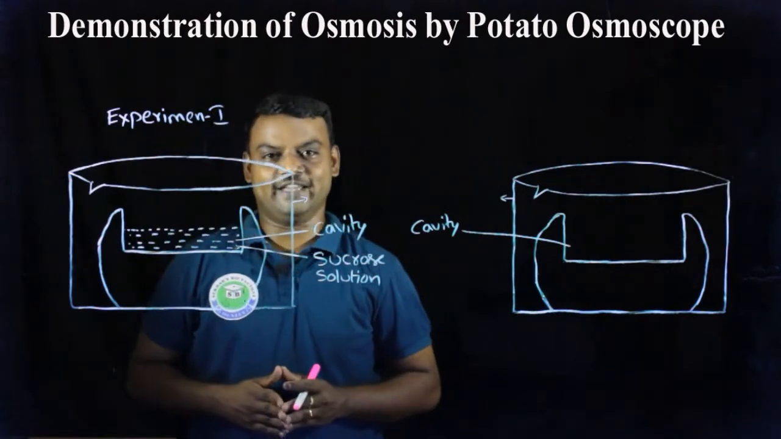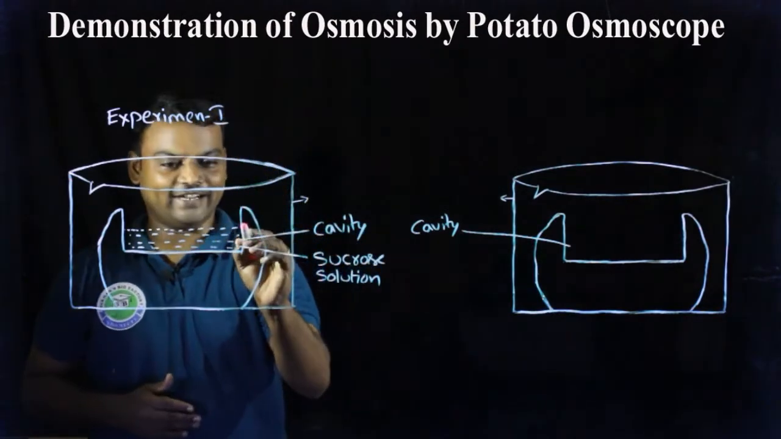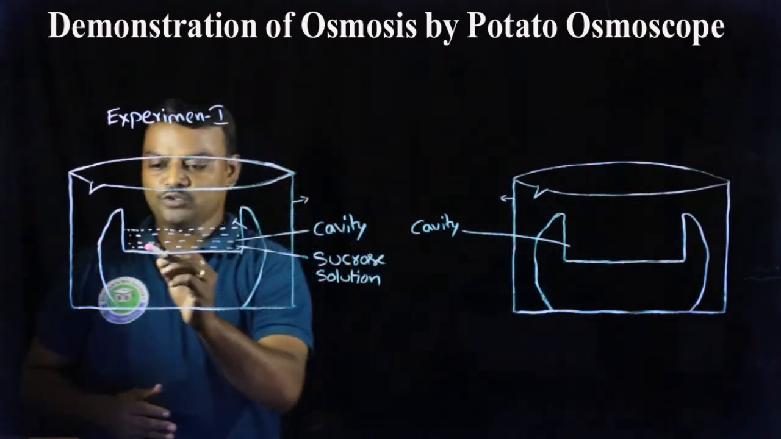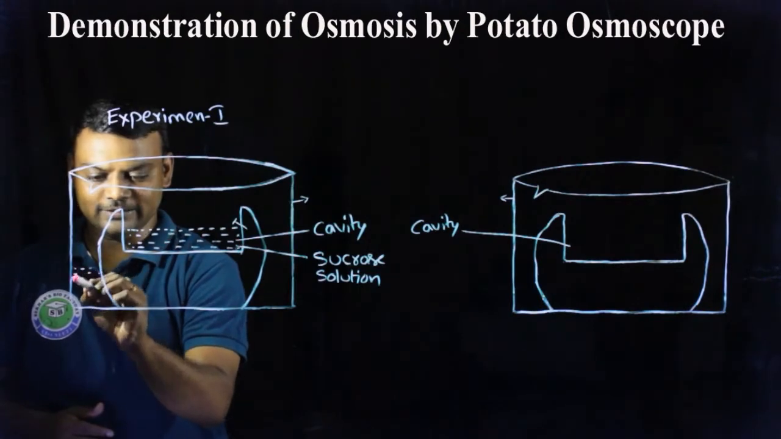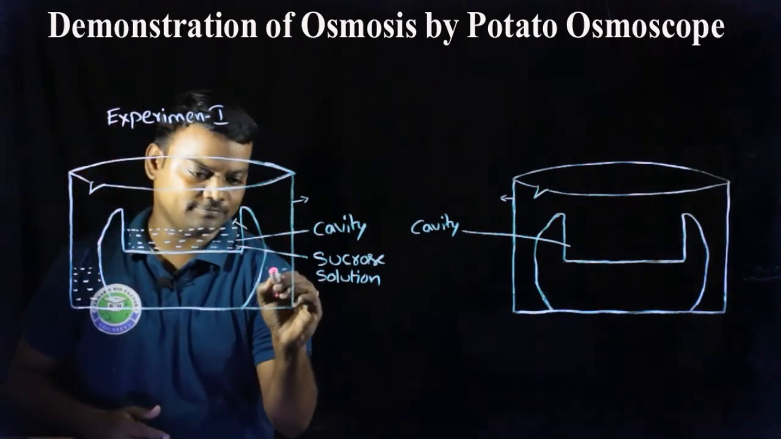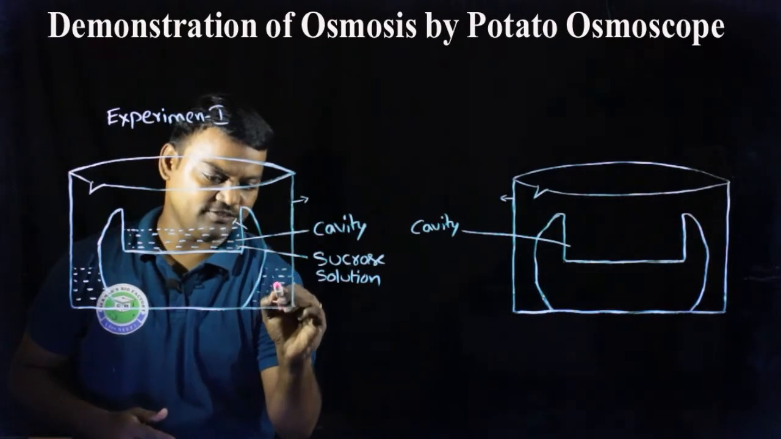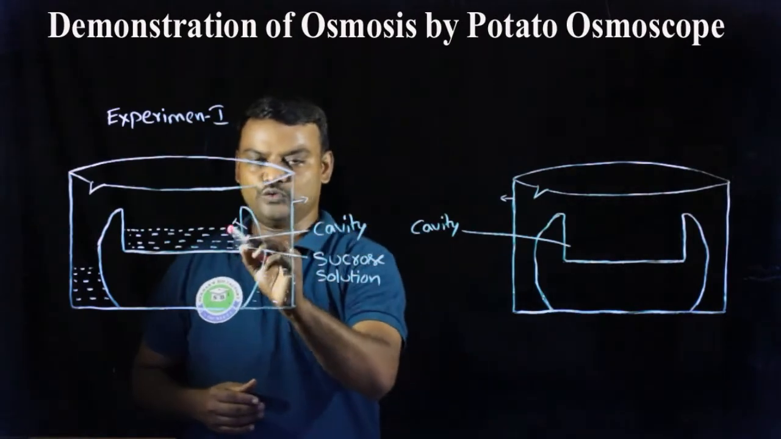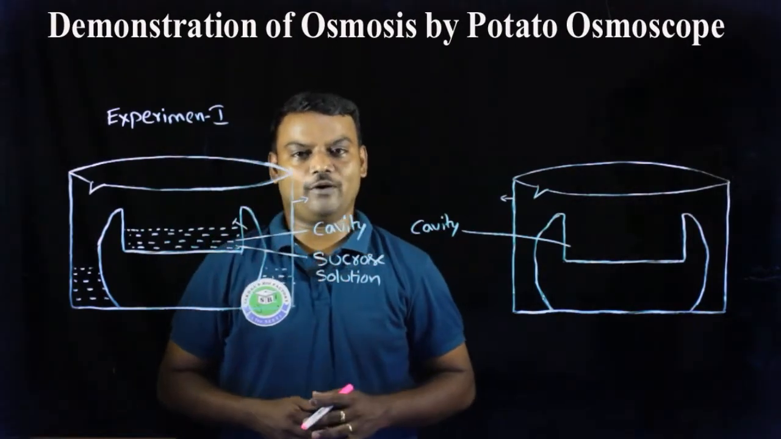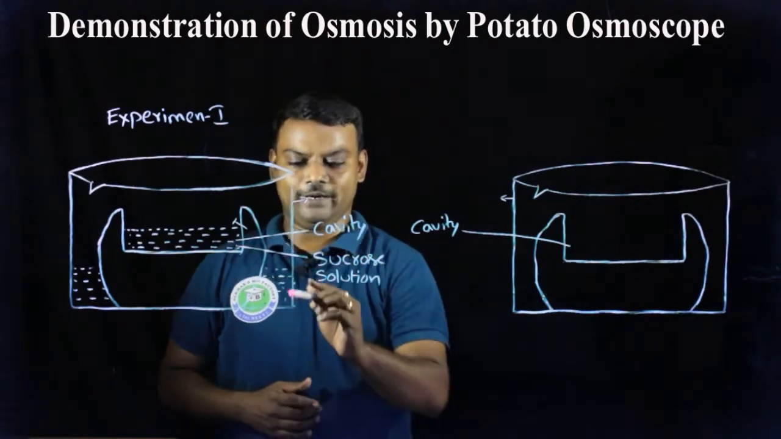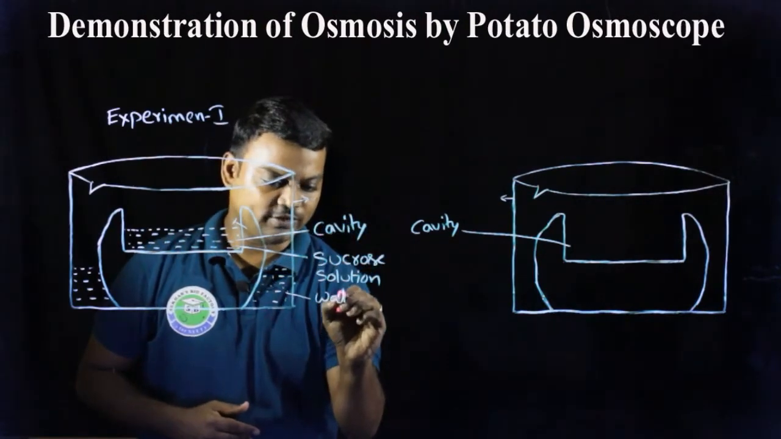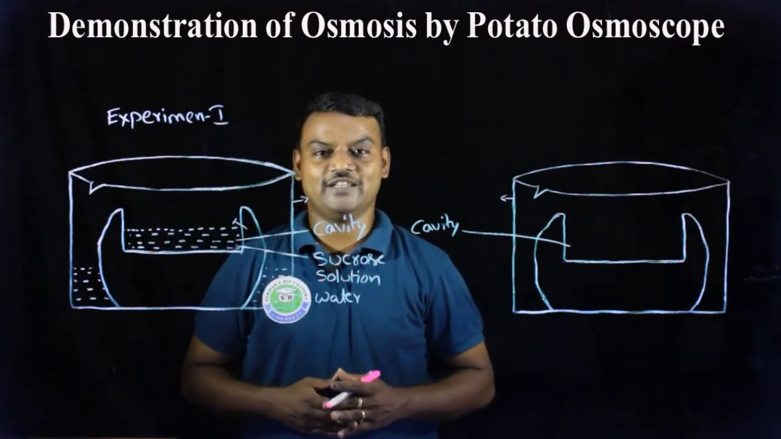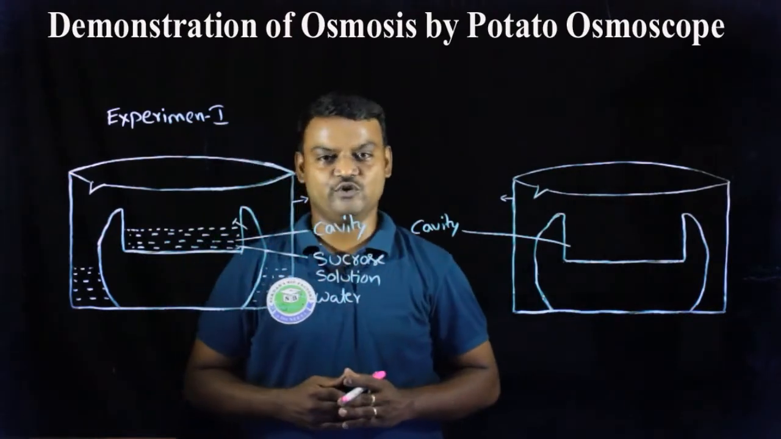The sucrose solution is taken inside the cavity up to a certain level. That is marked with a small pin. Outside of this potato, in the beaker, we take water. In such a condition the concentration gradient is created, because the sucrose solution has more solute particles with less water potential, but the water taken outside of the potato has high water potential and low solute potential compared to the cavity solution.